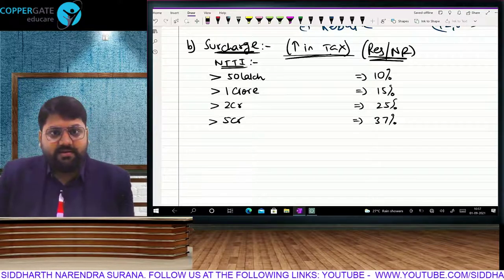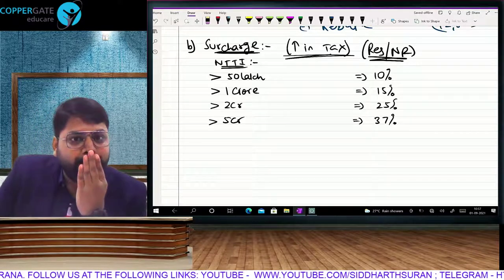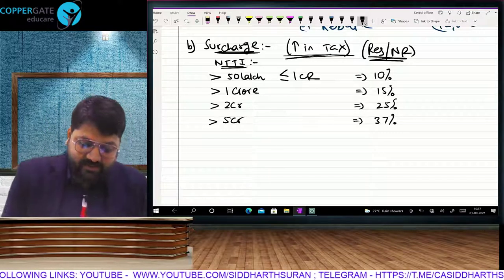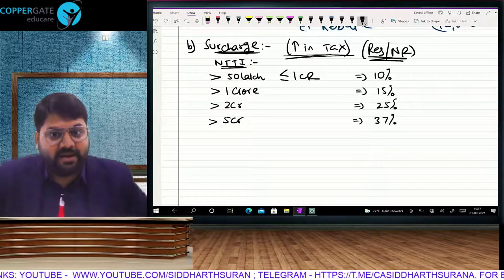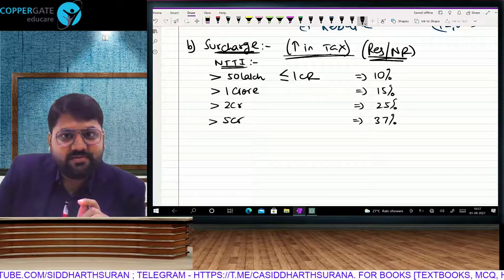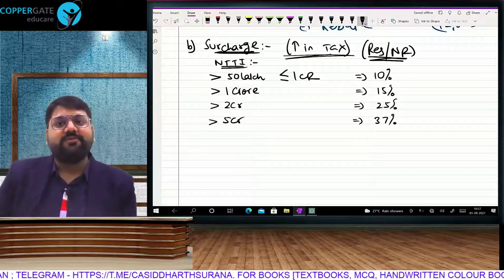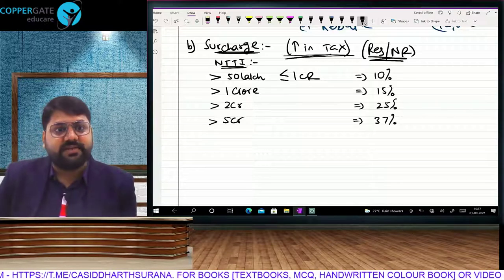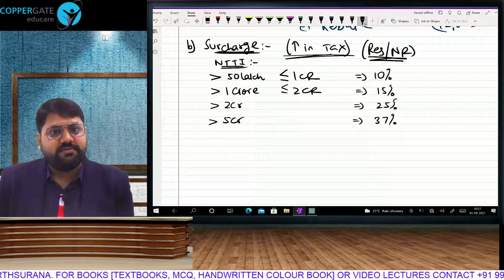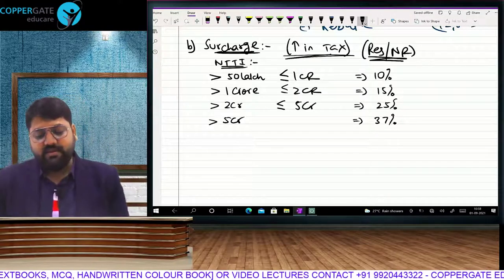At exact 5 lakh rebate is applicable, but at exact 1 crore surcharge applicable, 10%, not 15, but 10 is applicable, because 1 crore is not greater than 1 crore. But 1 crore is greater than 50 lakh, no? You understood? 10% will be applicable. Then tell me, at exact 2 crore, will there be surcharge? Yes. Which percentage? 15%. At exact 5 crore, will there be surcharge? Yes. Which one? 25%. And of course, greater than 5 crore will make it 37%.